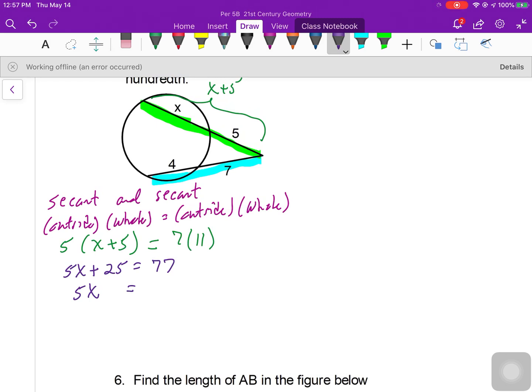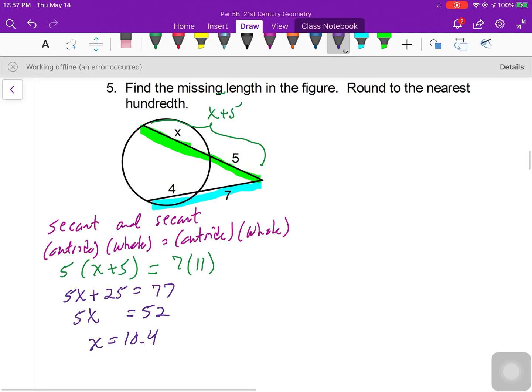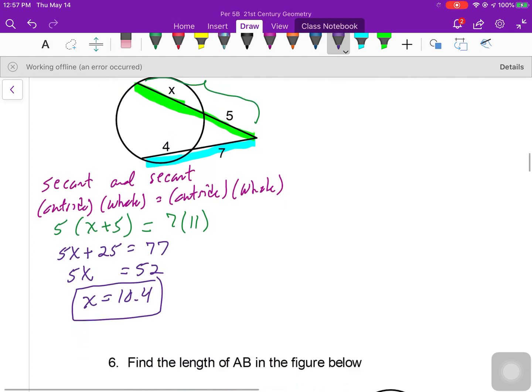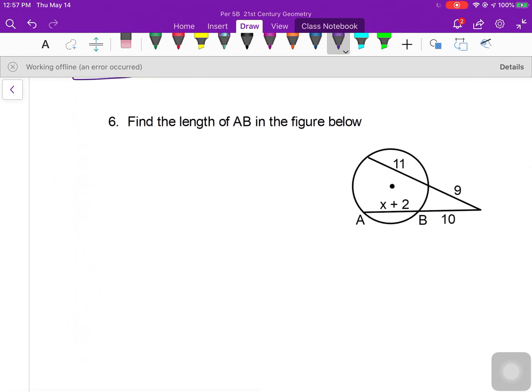Distributing the 5, we get 5x plus 25. 7 times 11, 77. We'll subtract the 25. We get 5x equals 52. We divide by 5. We get x equals 10.4. Now, the directions here told us that we were supposed to round to the nearest hundredth, but this time we didn't even have to worry about that because the decimals were less than the hundredth spot.